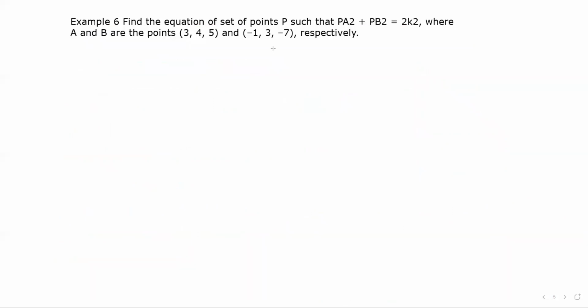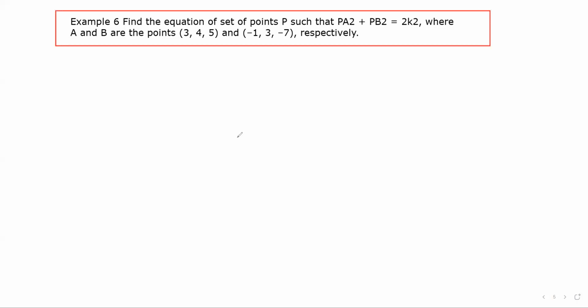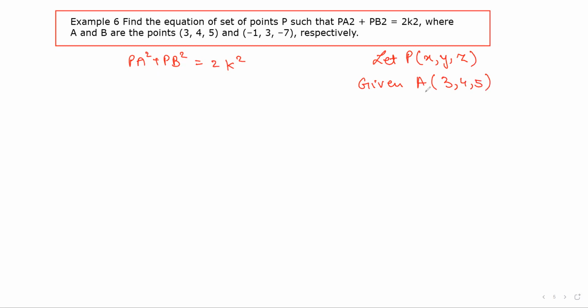Next. Find the equation of the set of points P such that PA square plus PB square is equal to 2 times k square. We'll assume the coordinates of P are x, y, and z, and it's given that the coordinates of point A are 3, 4, 5, and B would be -1, 3, -7. So you'll apply these values.